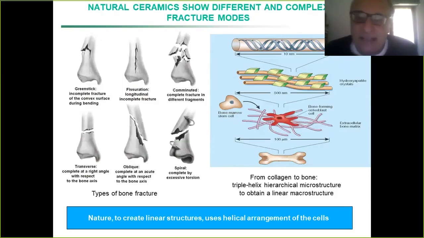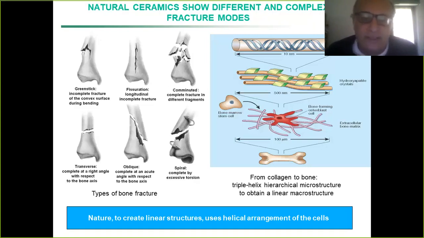Bone is a typical case of a ceramic, and you can see that bone is a natural ceramic, of course, and has a large number of ways of breaking. Bone is constituted from collagen. You have this triple helix of protein fibers, and you build these hydroxyapatite crystals, and then from this bone precursor you have the formation of the real bone. You pass up to micrometer dimensions, and you create that.